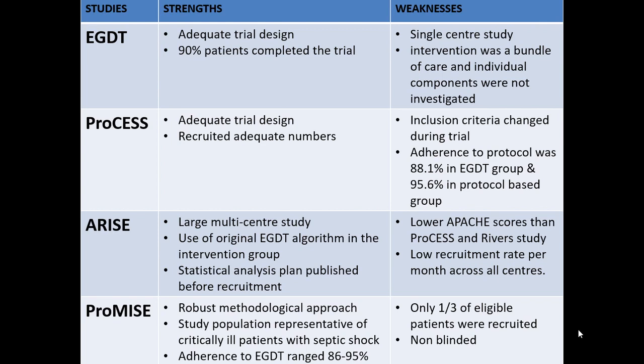In the PROCESS trial, they changed the inclusion criteria from 20 ml per kg to 1000 ml, but otherwise there was a good number of patients in the trial. The ARISE trial is a very large multi-centered trial, and they used the original EGDT algorithm which was used in the reverse trial. But the problem was they looked at a lesser sick subset. The APACHE was around 15 as compared to 20 or 21 in the other trials.